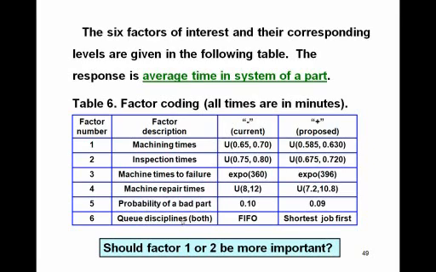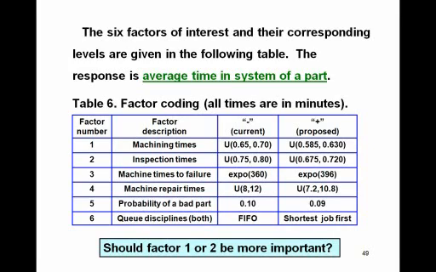Qualitative factor. And the way my former co-author set this up originally is he's going to use factor 6 to correspond to both queue disciplines. Both queue disciplines are either going to be FIFO, first in, first out, or shortest job first. If you wanted to, you can have 7 factors, where factor 6 would correspond to the machine, and factor 7 would correspond to the inspector.